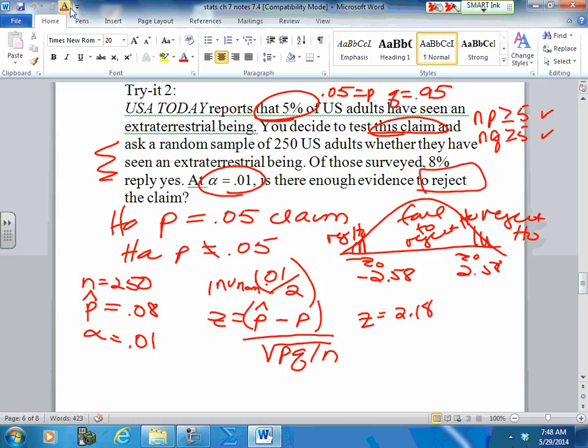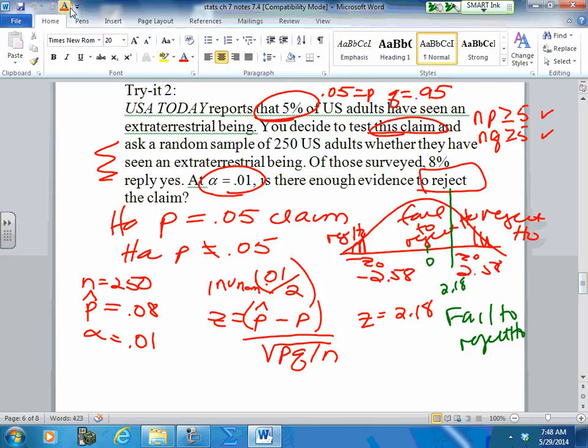And now we see, where does this fit? The 0 is here. This is a number line. 2.18 comes before 2.58, somewhere before it. It falls in the fail to reject H0.